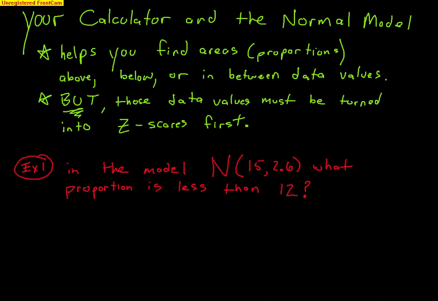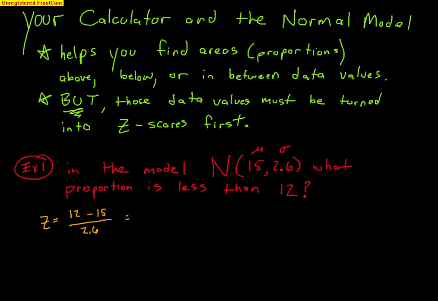Here's a normal model, 15, 2.6. That means the mean is 15 and the standard deviation is 2.6. It says, what proportion is less than 12? Well, I can't answer this until I find the z-score for 12. So I'm going to find 12 minus 15 divided by 2.6.